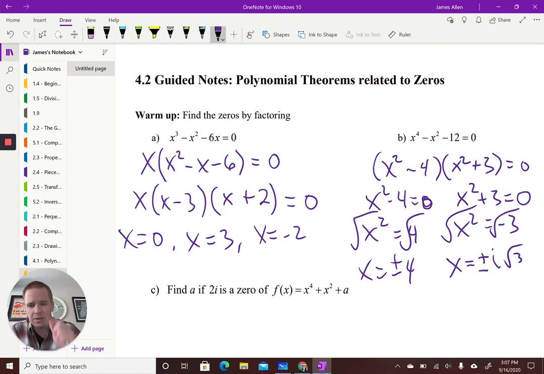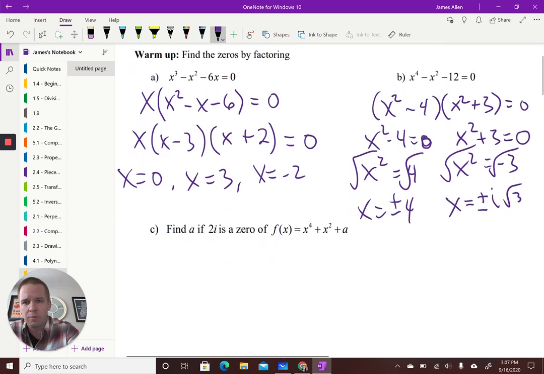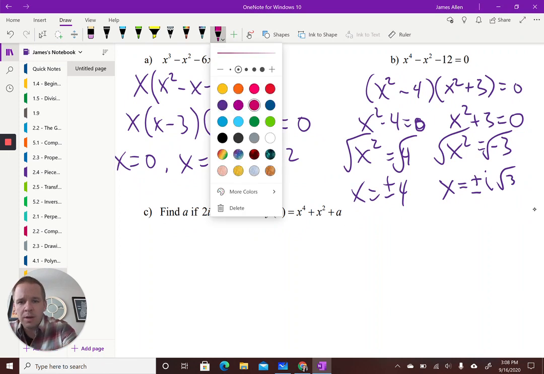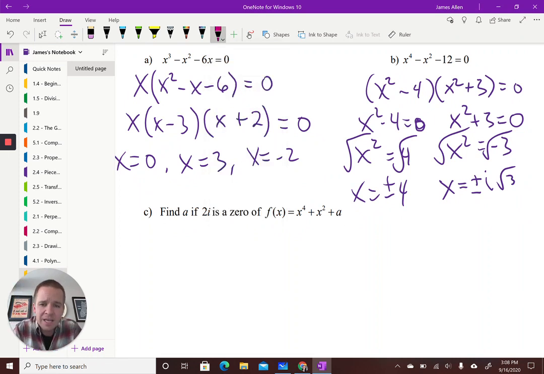Lovely. Fantastic. Wonderful. One more for the warm-up here. You know, we don't want to pull a math muscle, so we've got to warm up. We'll switch colors because, you know, why not? So it says find a if 2i is a 0 of f of x, which equals x to the fourth plus x squared plus a.